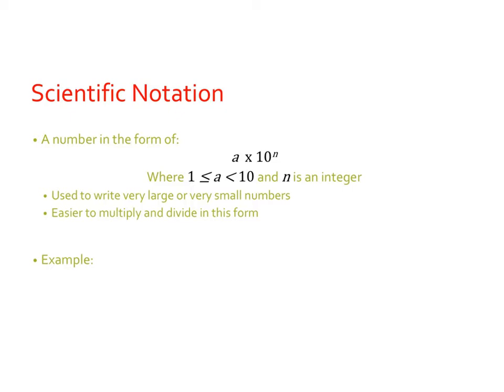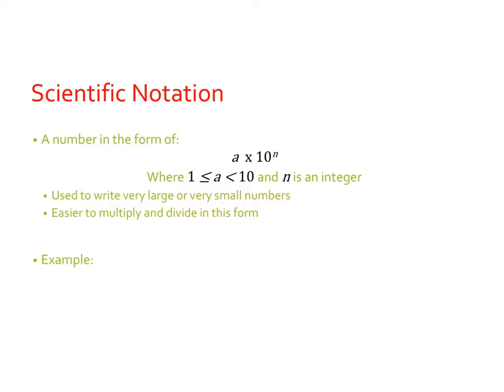So as a reminder, scientific notation: a number in the form of a times 10 to the n power, where a is between 1 and 10. Notice it's between 1 all the way up to, but not including 10, so like 9.99999. And the n is an integer, it's a power. Used to write very large or very small numbers, easy to multiply and divide in this form. And I'll show you what I mean by that towards the end.